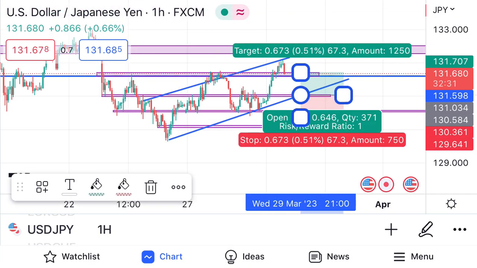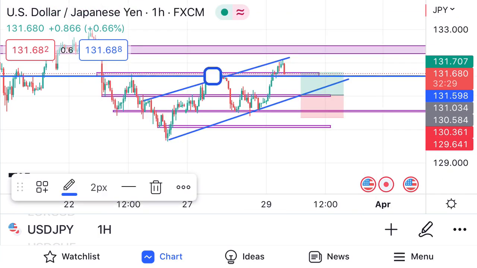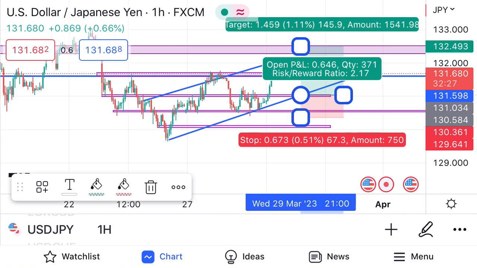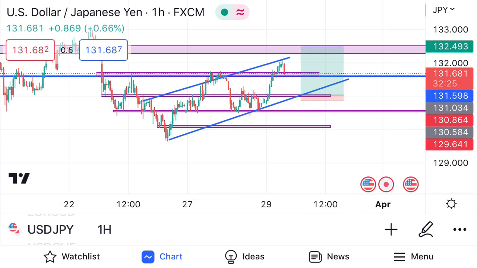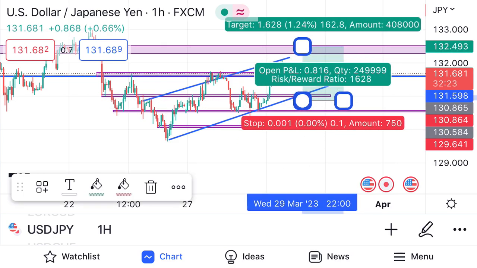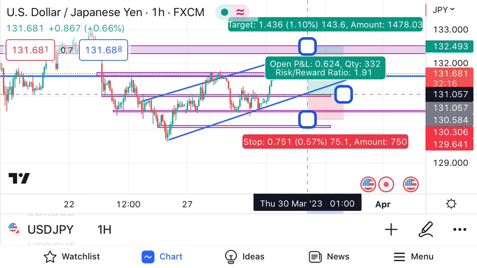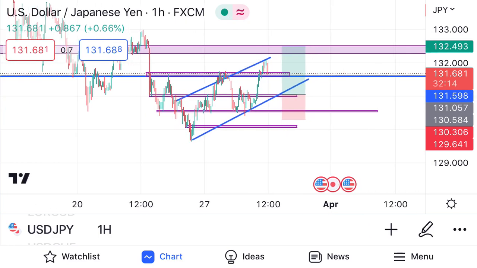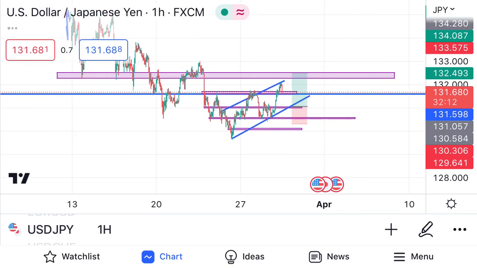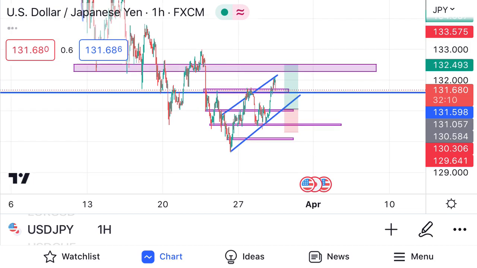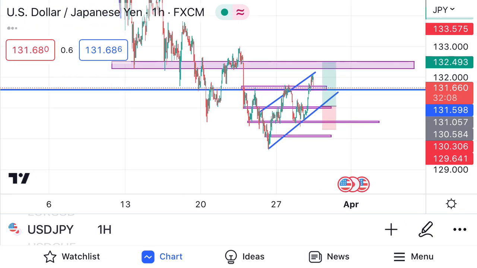An entry is going to be here. Take profit there. Stop loss somewhere down these ends. It will depend on your risk appetite. You understand? So that would be my entry.